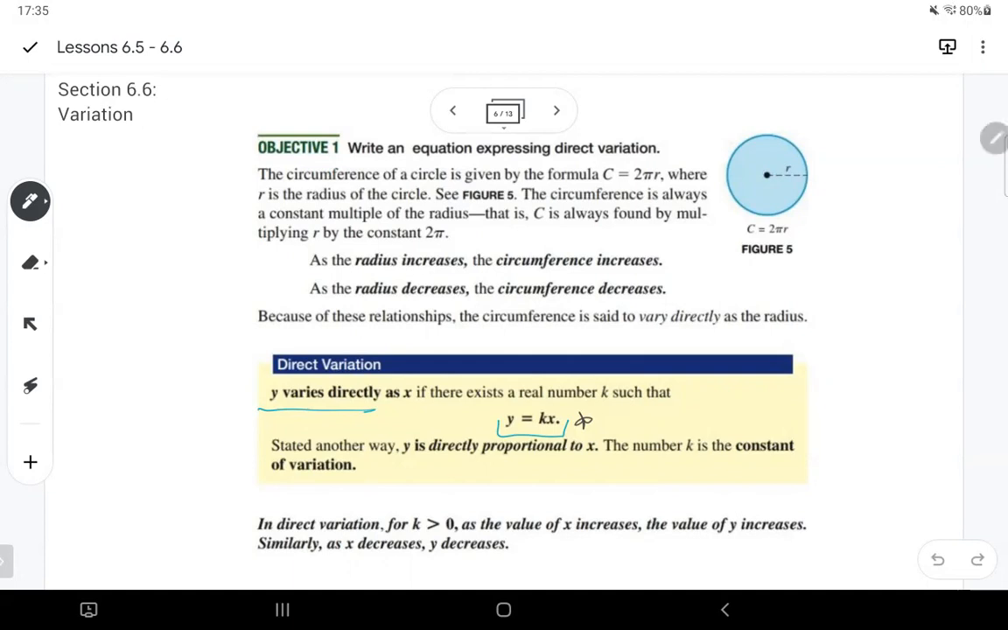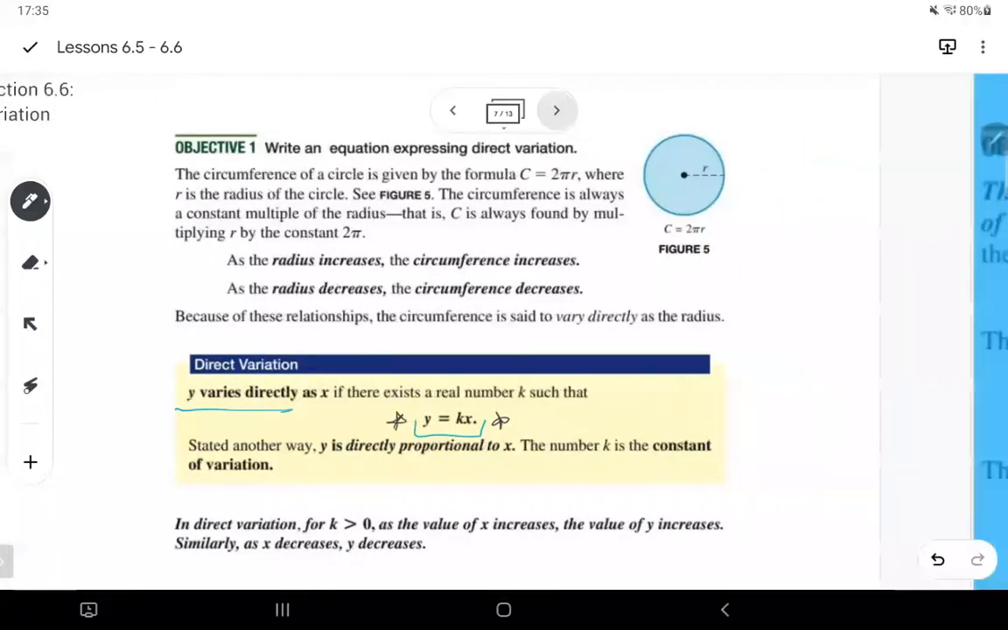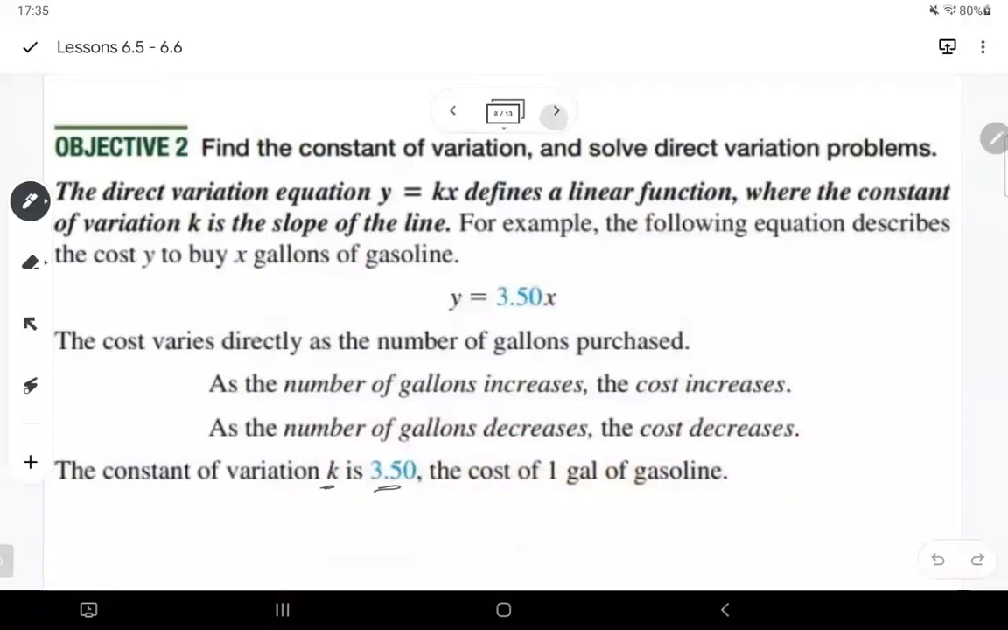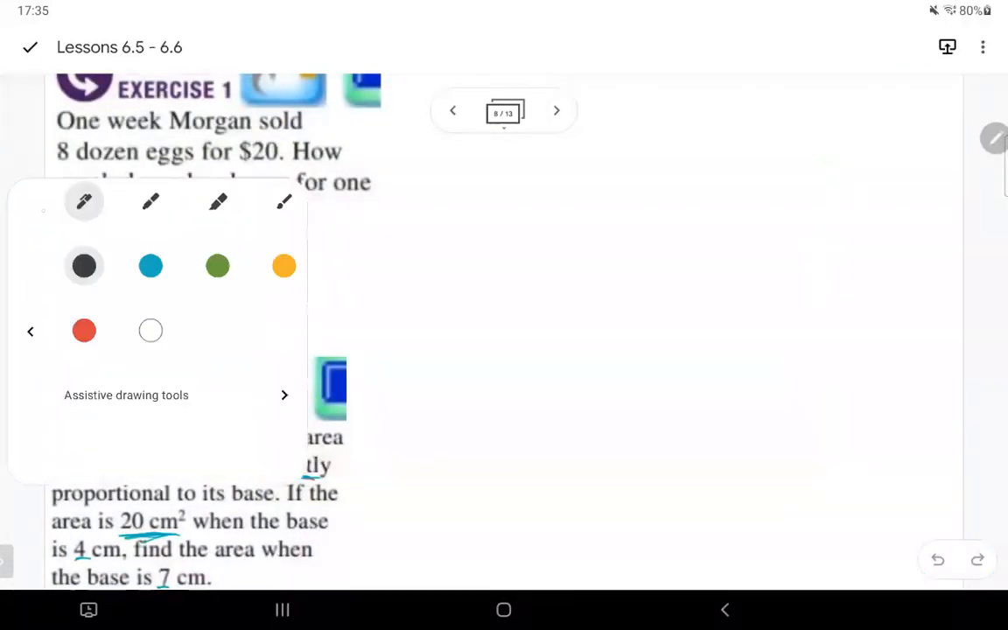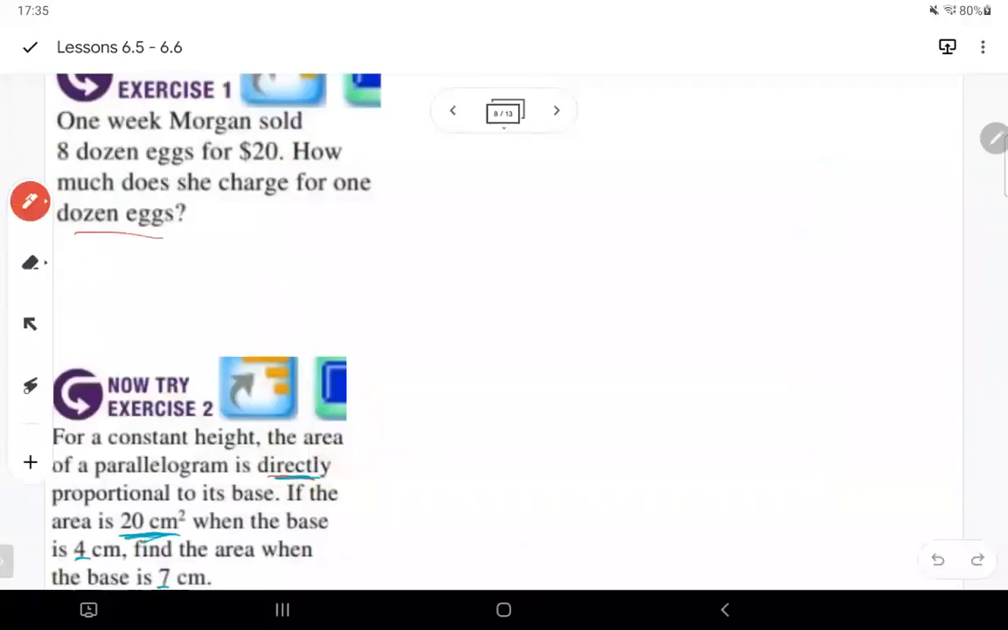So you basically want to memorize your two formulas. You have y equals kx, and that's your direct form. And then we also will have one for the powers. But like I said, if you can know one, you'll know the other one.